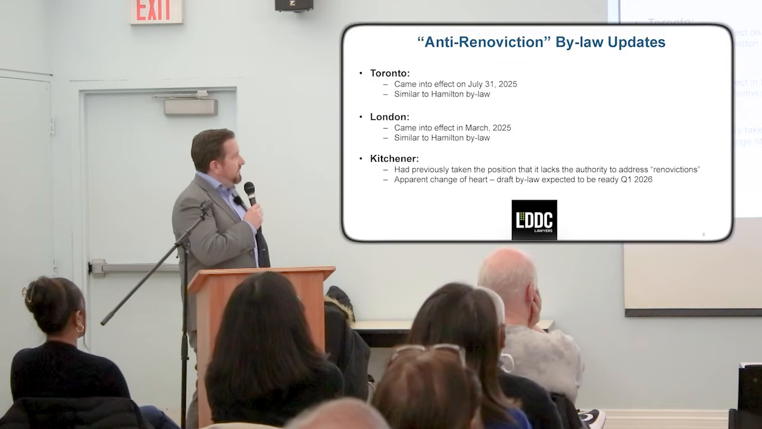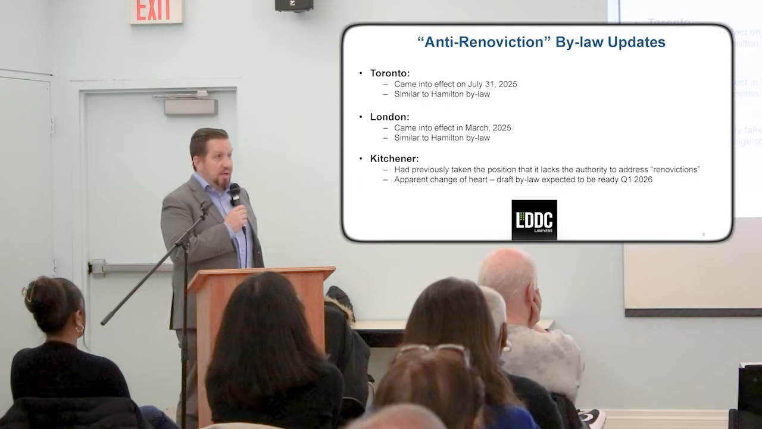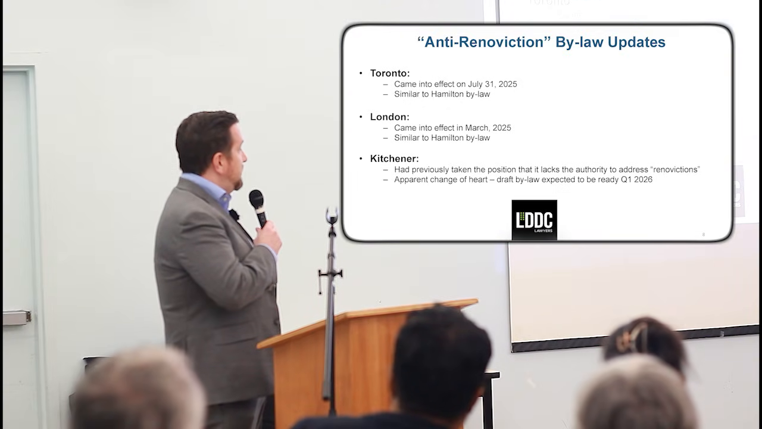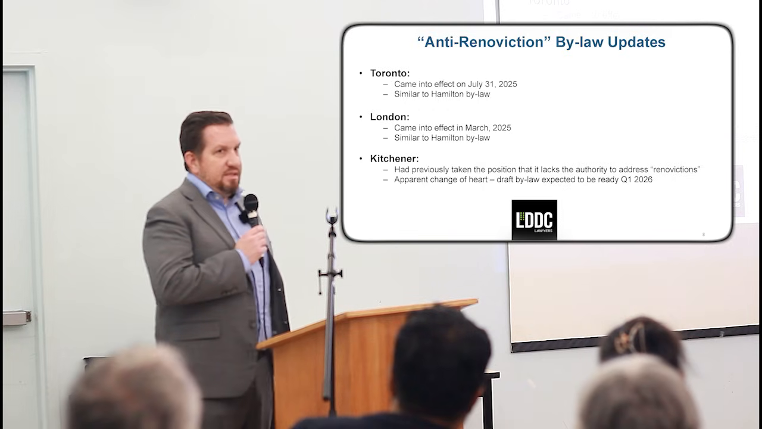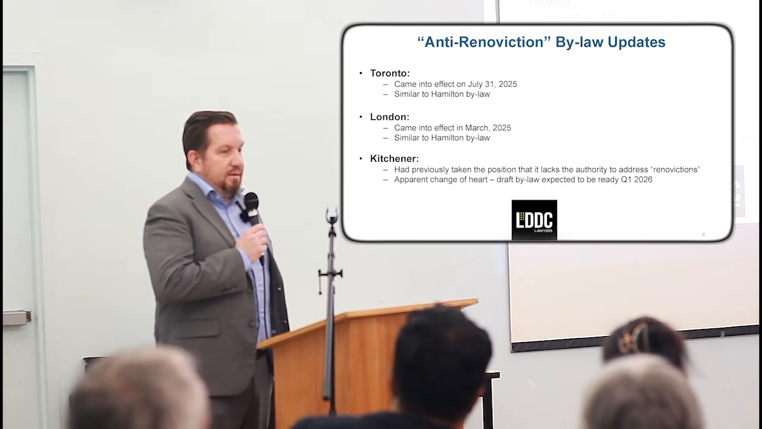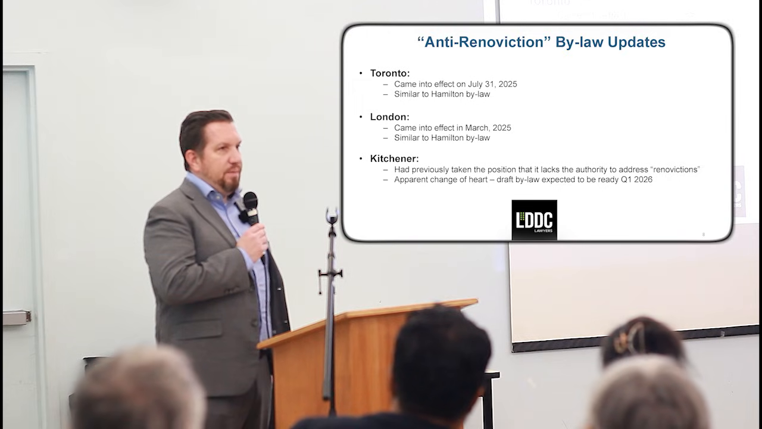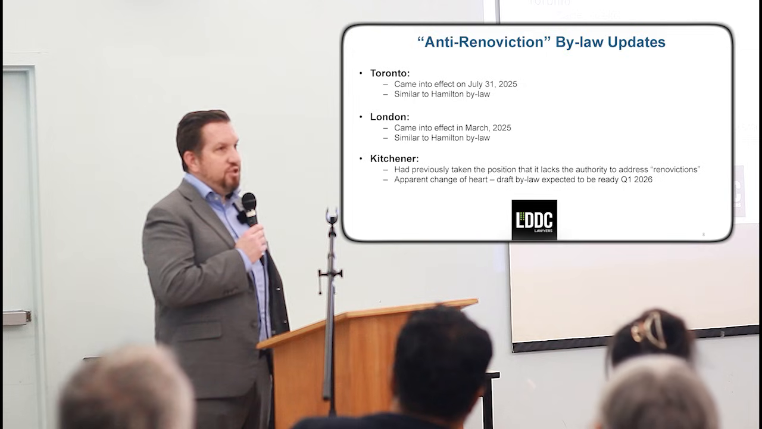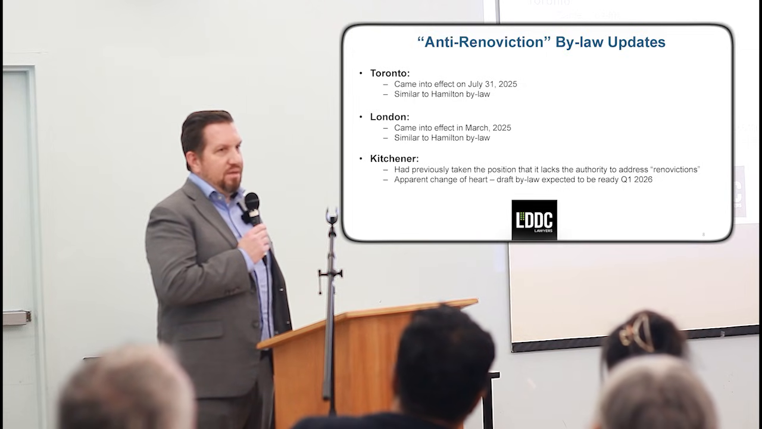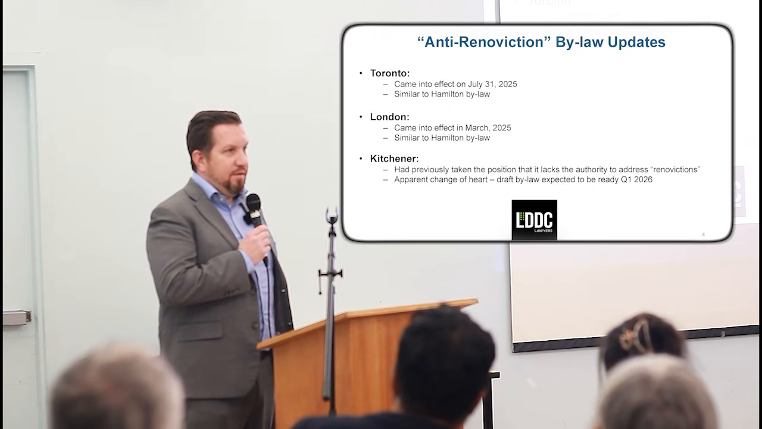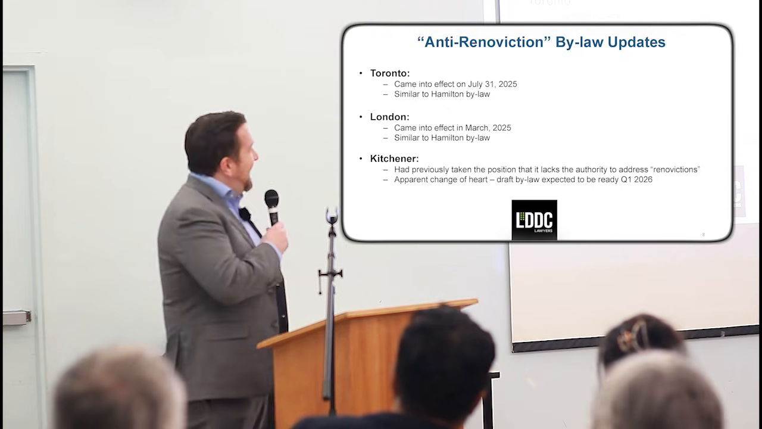Other municipalities have adopted or are considering similar bylaws. Toronto's anti-renoviction bylaw came into effect July 31st, 2025. It is substantively similar to the Hamilton bylaw. Given the amount of time for this evening's presentation, I'm not going to go into point-by-point differences. What I will say is that if you're a landlord in any jurisdiction that has an anti-renoviction bylaw, you should carefully review the bylaw and, if appropriate, seek out proper legal advice. I will have cards available for everyone at the end of the presentation if you want.